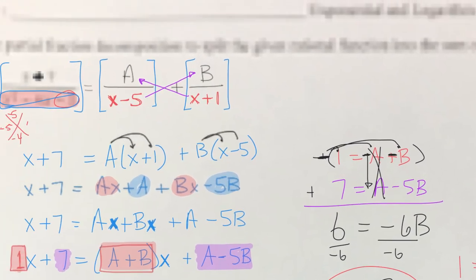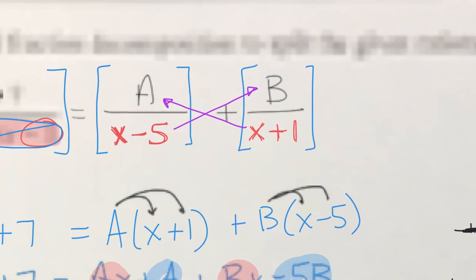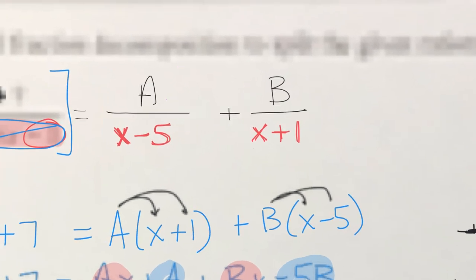So now I can come back over here to where I started and replace a with positive 2, and replace b with -1.